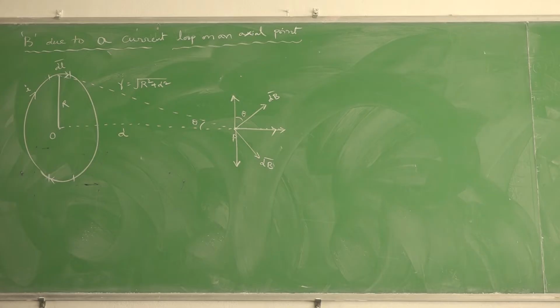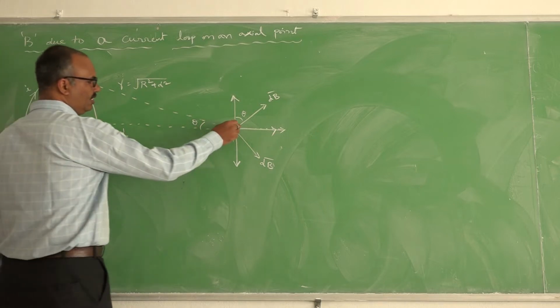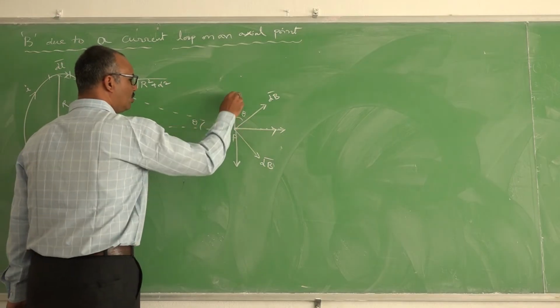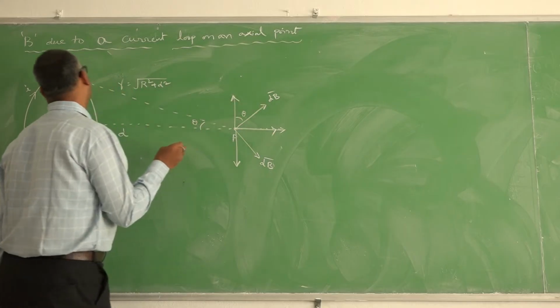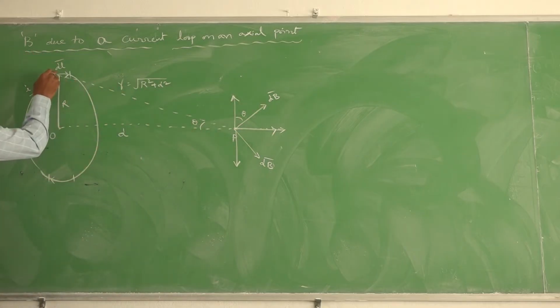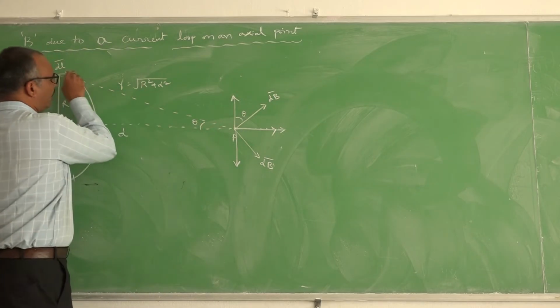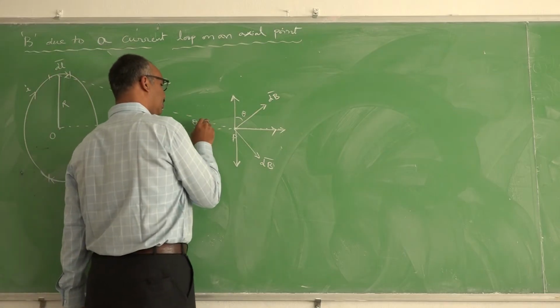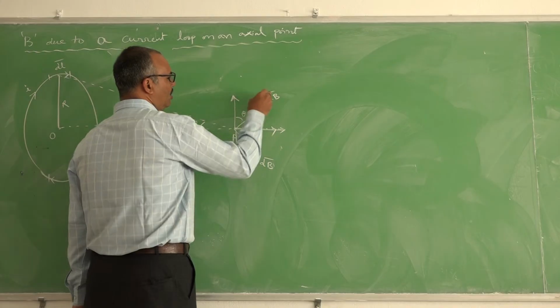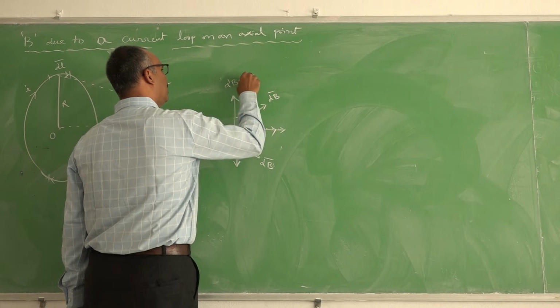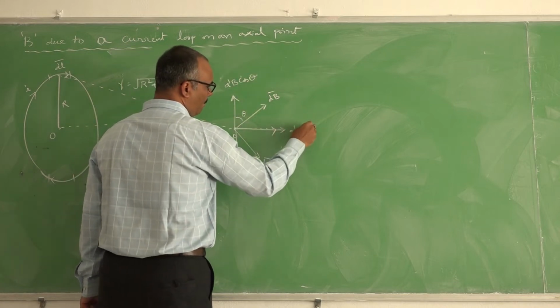Magnetic field will have a direction like this, its components are like this. This line and these two are perpendicular, this line and this line is perpendicular. Magnetic field vector is perpendicular to the radius vector. Hence, if this angle is theta, this will be theta. This dB can have two components. One component dB cos theta like this, another component dB sin theta like this.